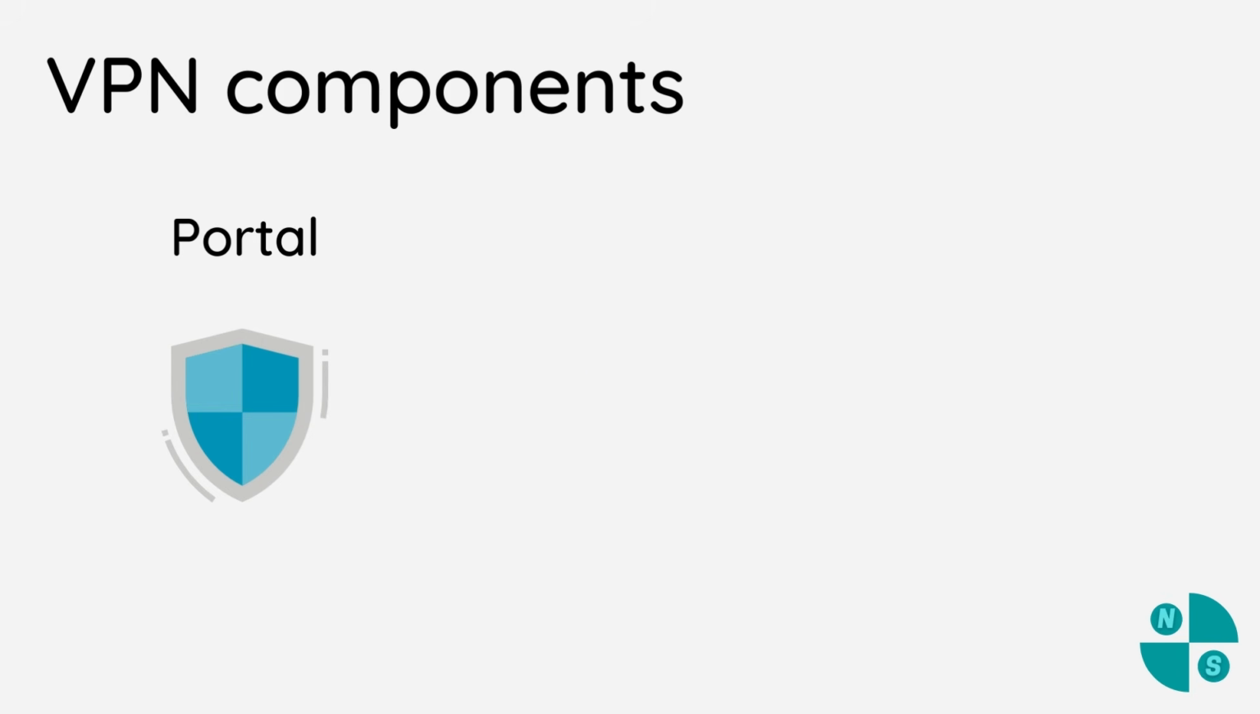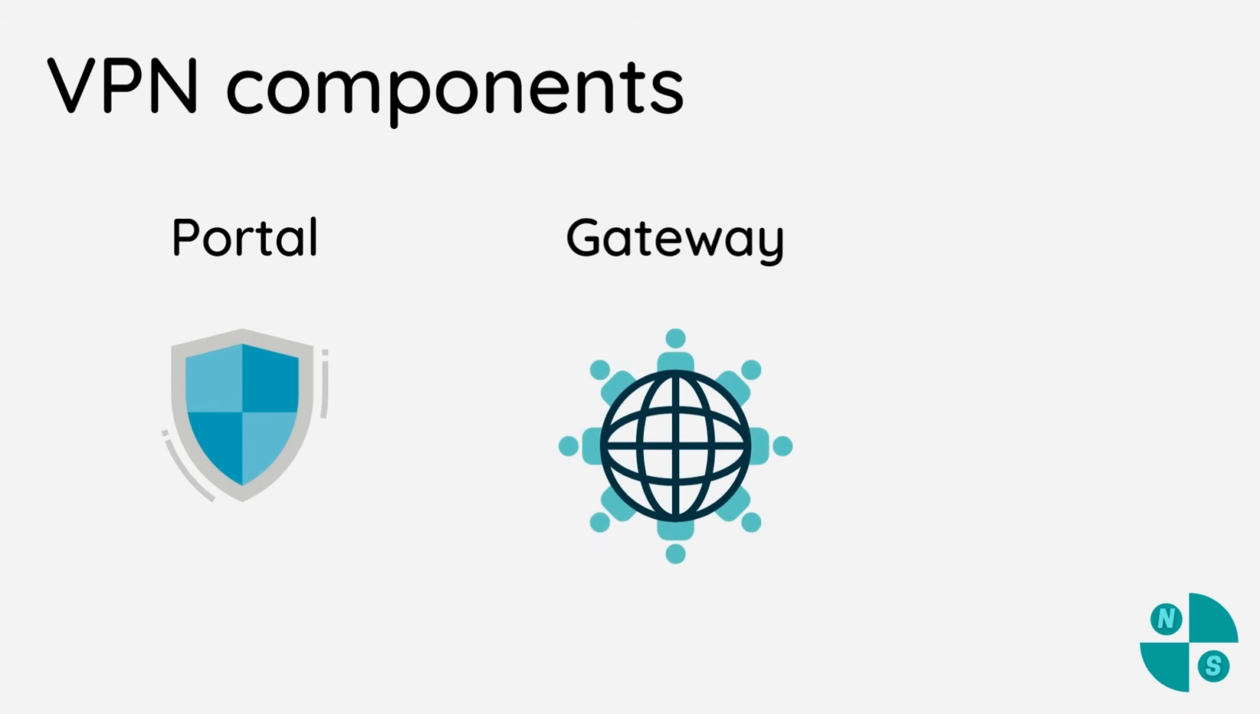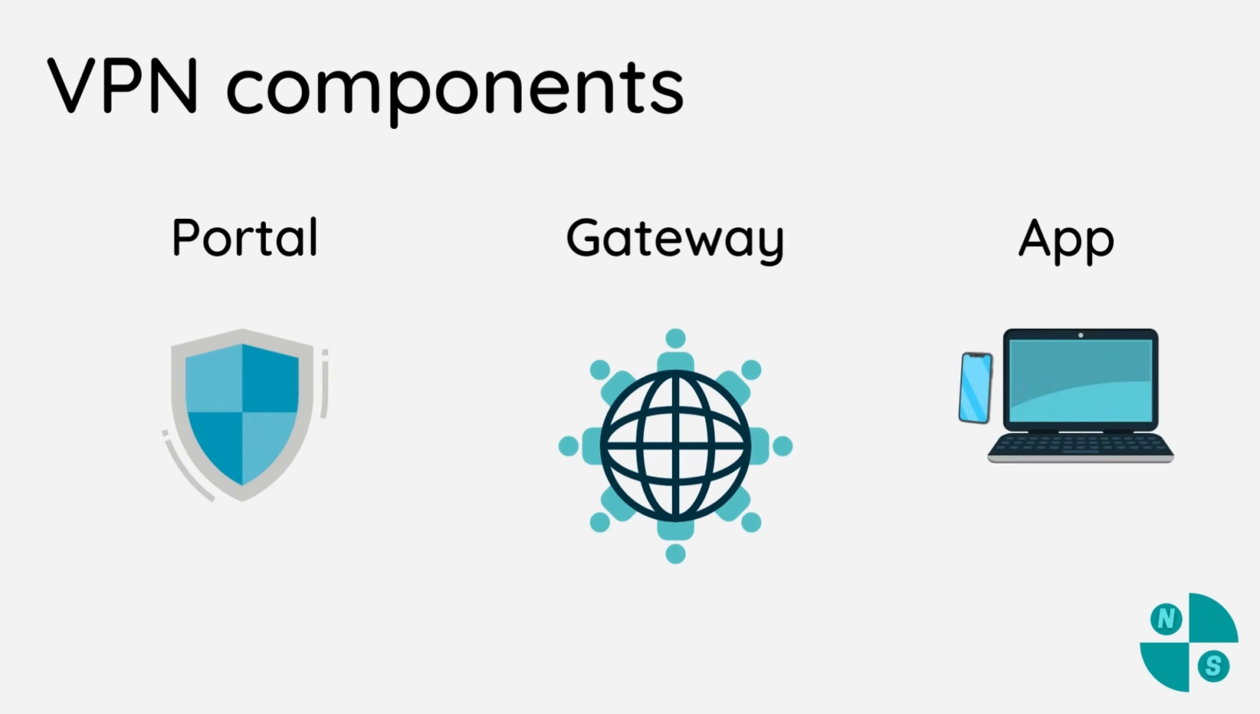The second component is the gateway. The gateway provides security enforcement for the traffic coming from the endpoints. The connection to the corporate network is made through the gateway. And then you have the app. The app runs on users' endpoints like desktops, laptops, tablets or smartphones and allows the connection to the portals and gateways in order to establish the VPN connection to the corporate network.